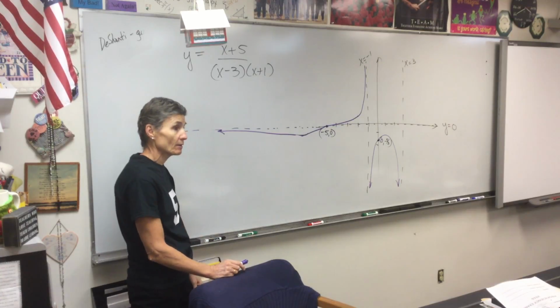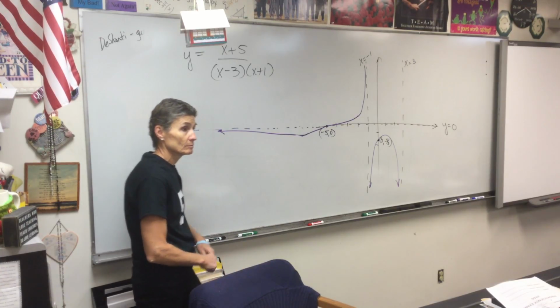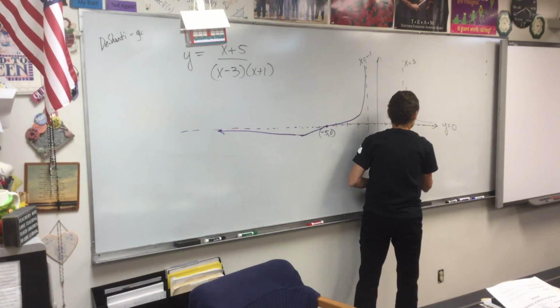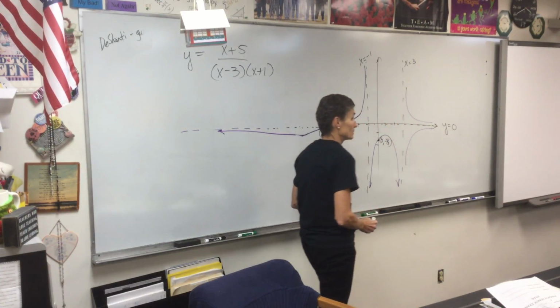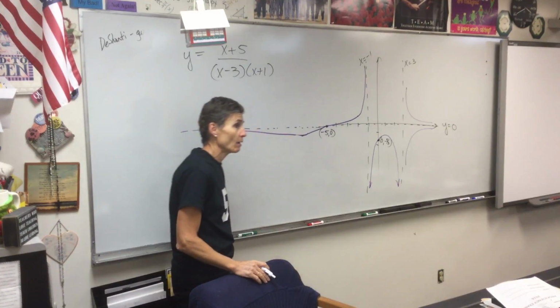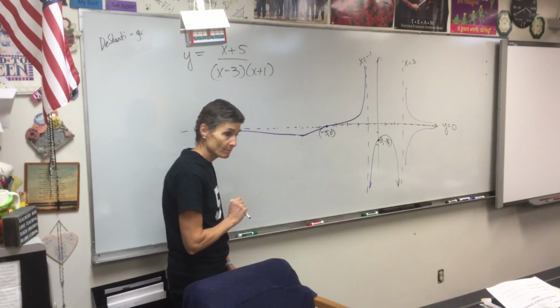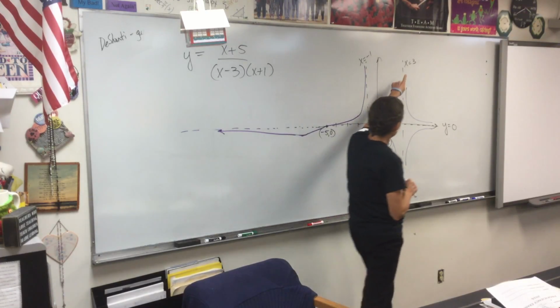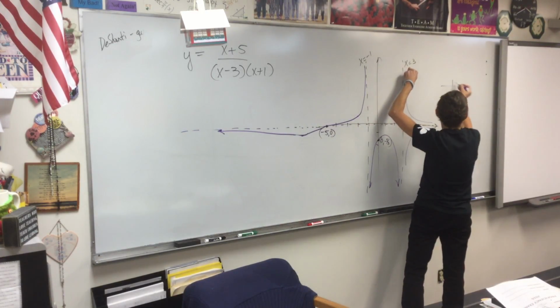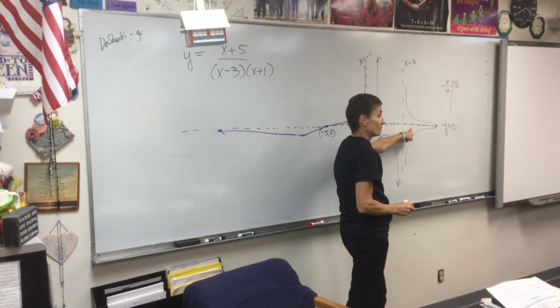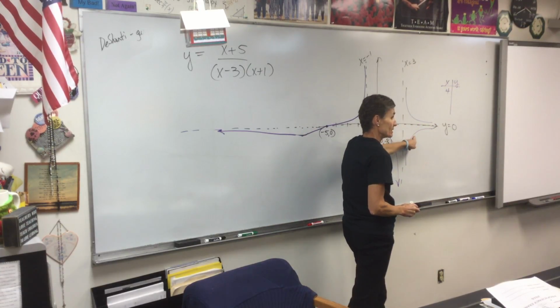Now what's going on out there? No idea. It could look like this or it could look like this. Would you agree? How in the world am I going to figure out which way it is? Plot a point. What point am I going to plot? 4. Let's see what happens here. Is it up here or is it down here?